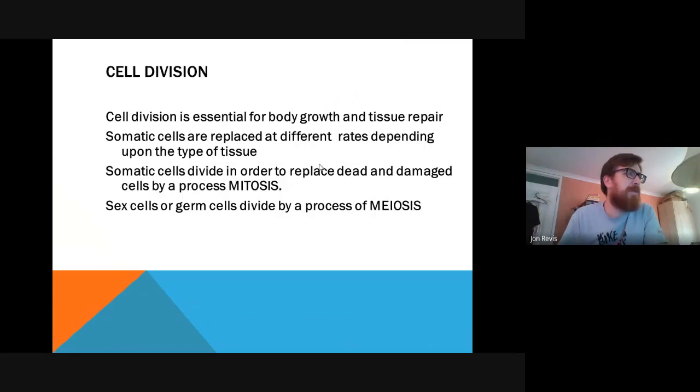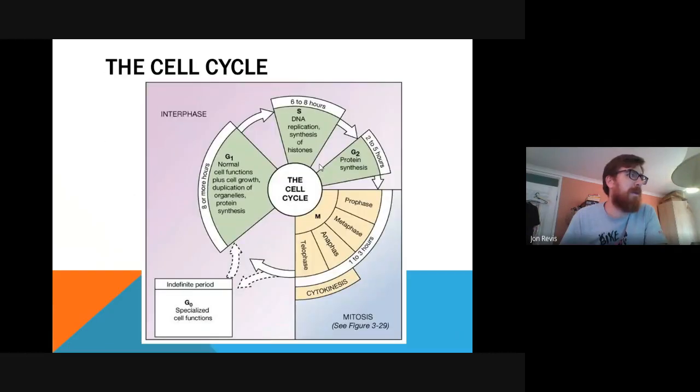The key points to note here are mitosis and meiosis. Mitosis is where somatic cells, the standard body cells that we all have throughout our body, are replaced, and through meiosis we have the creation and division of our germ cells and sex cells. So that's what you'll see more of later.